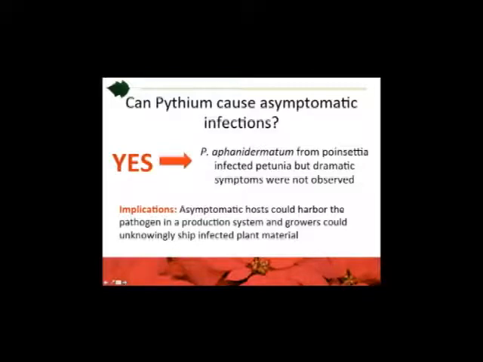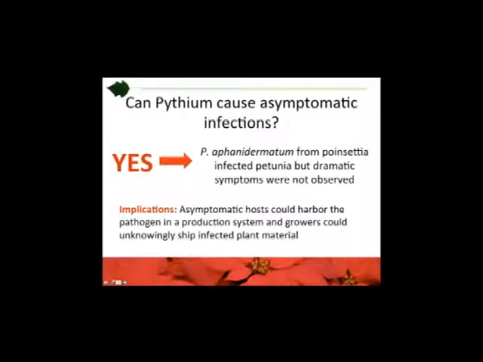So one of the other things that Emma wanted to look at, and I didn't really want to talk too much more about her research, but she did take isolates from poinsettia and see if they could colonize other hosts that we found in the greenhouse. And what was interesting is that even though she could find Pythium aphanidermatum on poinsettia, when she did her inoculation assays, she could actually infect petunia as well, but we didn't notice very many dramatic symptoms on petunia. However, we knew that it had colonized the petunia.